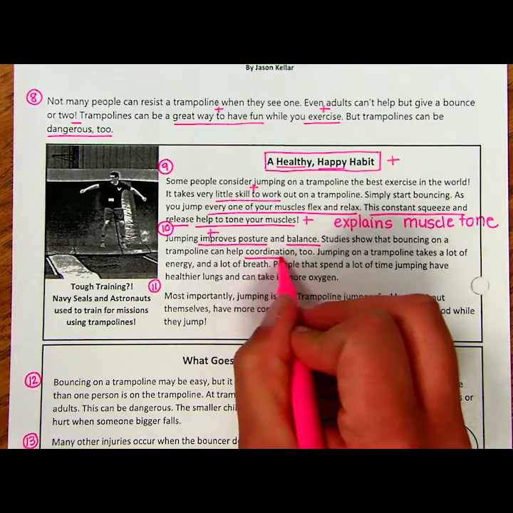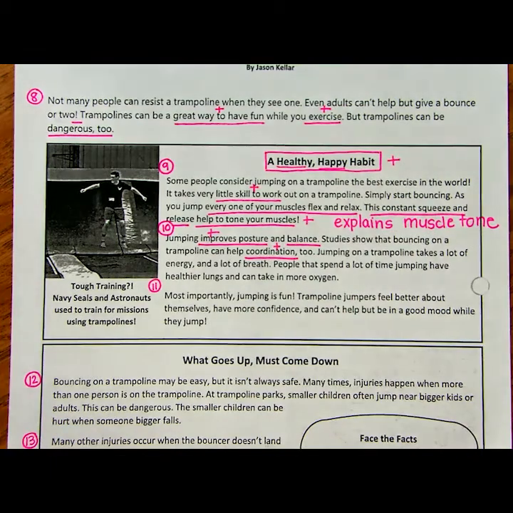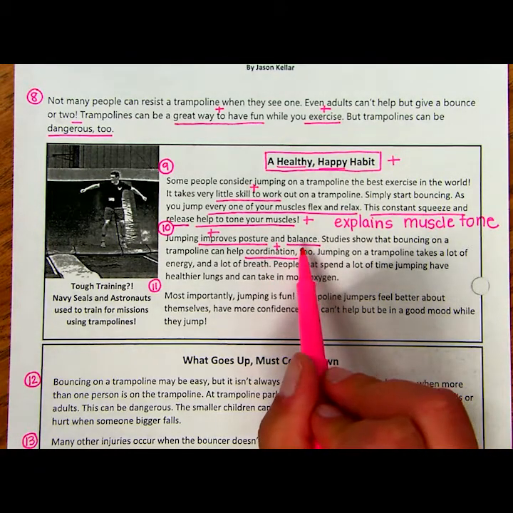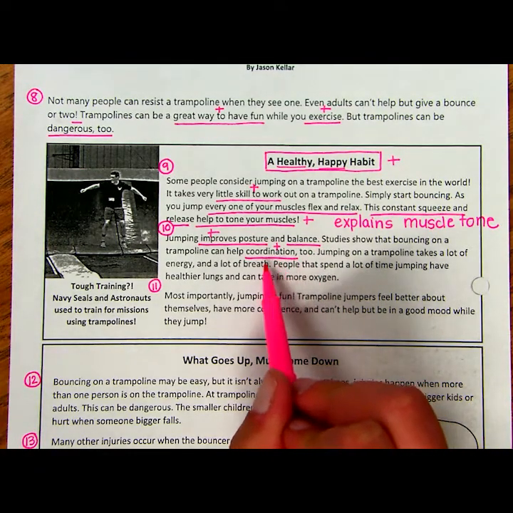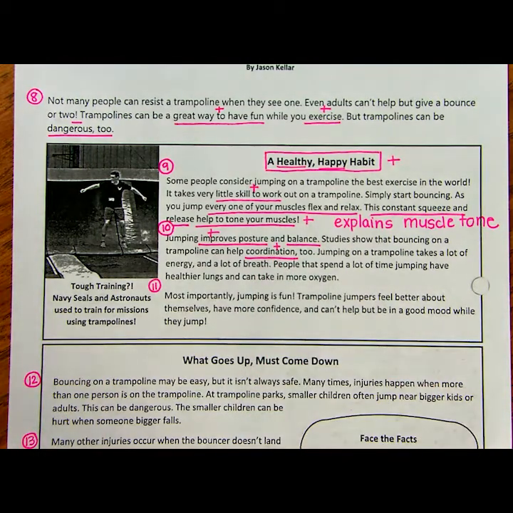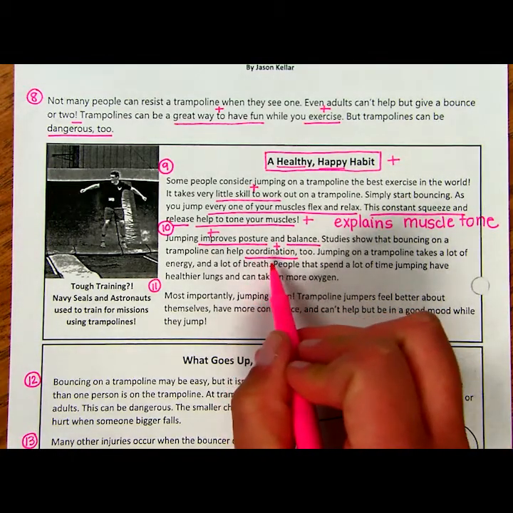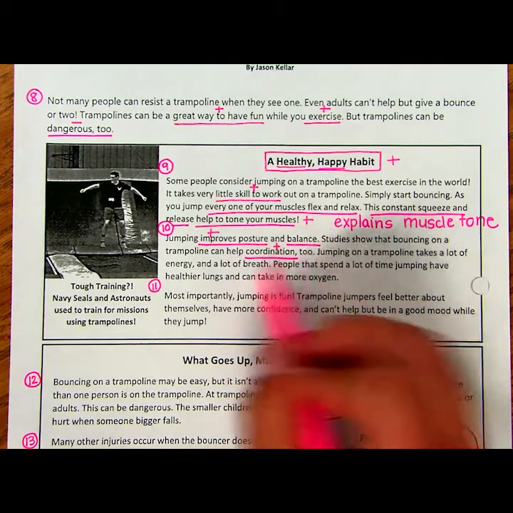Studies show that bouncing on a trampoline can help coordination. All right, coordination. So you might be thinking, I know what coordination is. If you do not, it has to do with balance. I know that I am sometimes not so coordinated if I try to do two things at once, like walking and talking. I might walk right into a wall, and that's an example of not being very coordinated. So perhaps I need to get on a trampoline.